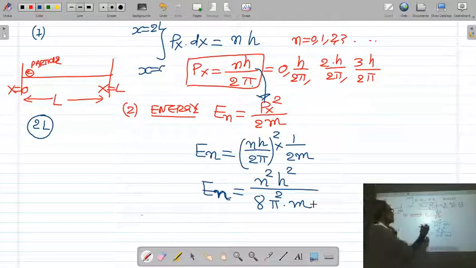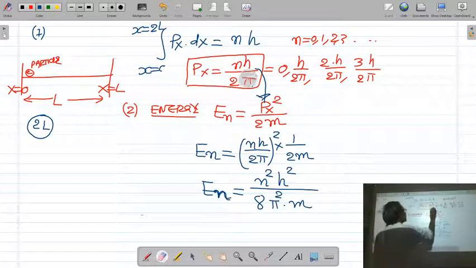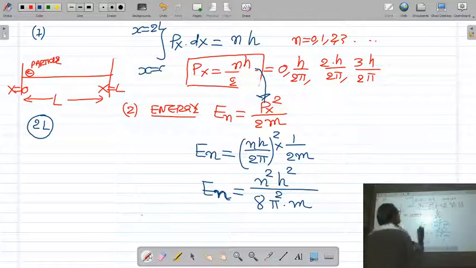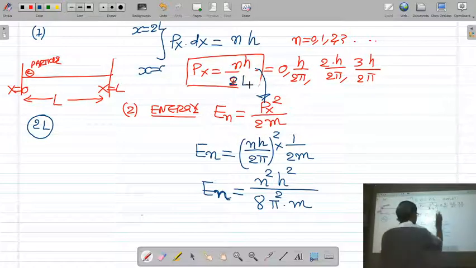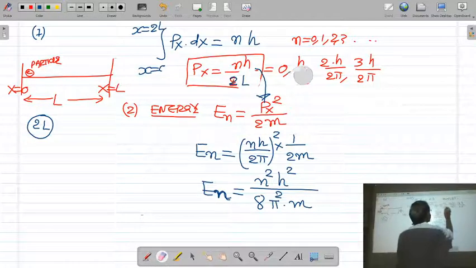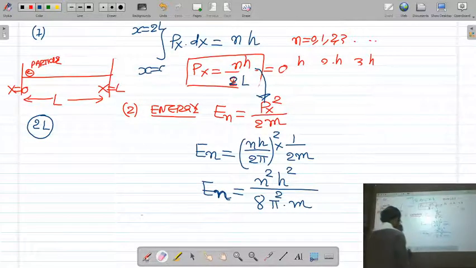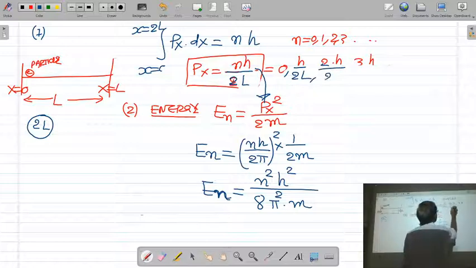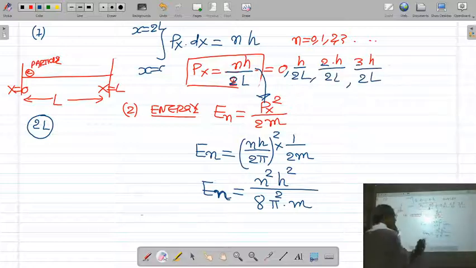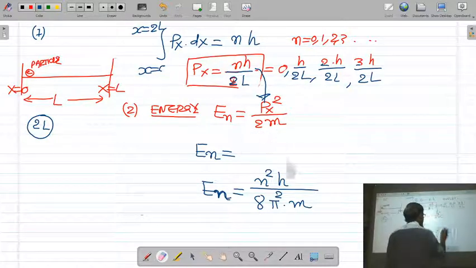Sorry, this is not 2 pi, it is 2l, because the limit of the integral is 2l. So I make the correction, please. The possible values of momentum will be 0, h upon 2l, 2h upon 2l, 3h upon 2l. Right? Repeat the calculation.